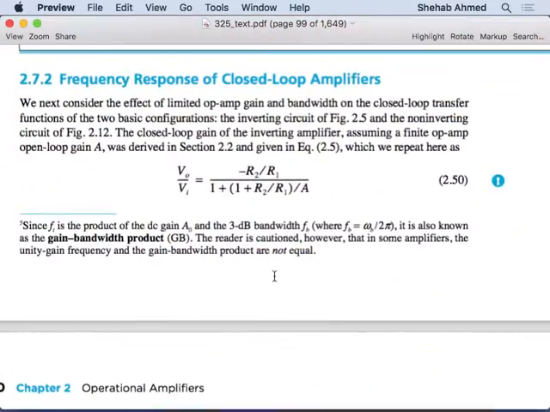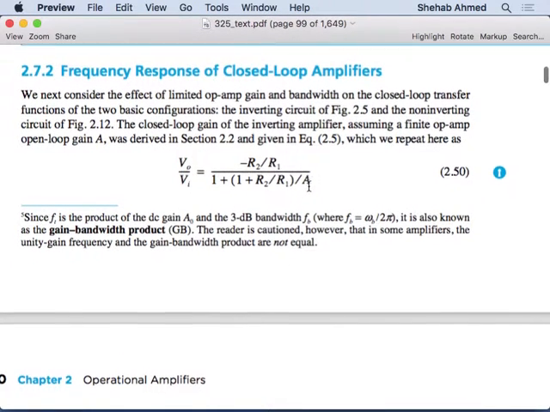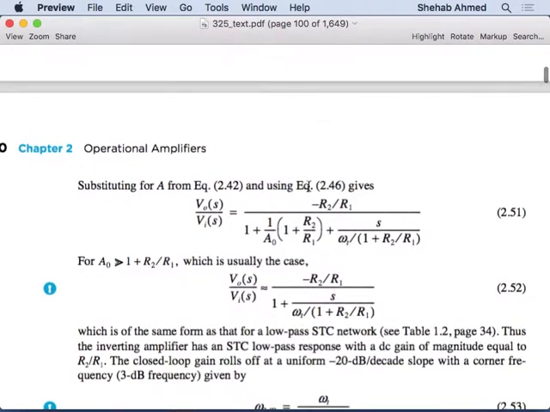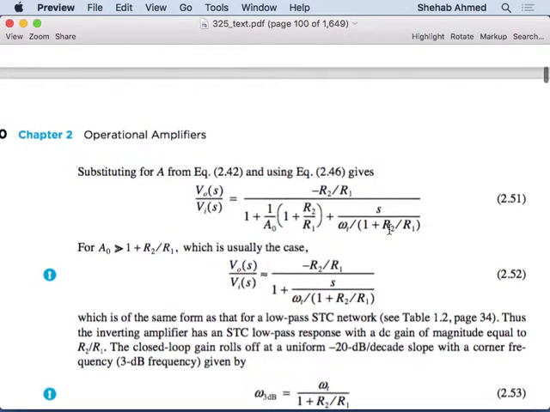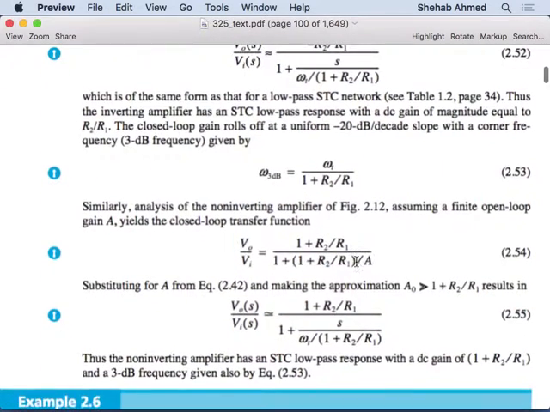This is the gain that we derived for the inverting amplifier with finite gain. I take this A, and from the previous section, it's the A that depends on frequency now, and plug it in. The A that depends on frequency is here. I plug it in, I simplify, I find the new gain. The new gain happens to look like what as well, for the inverting amplifier? Like a low-pass filter. I do the same for the non-inverting. Also becomes a low-pass filter.